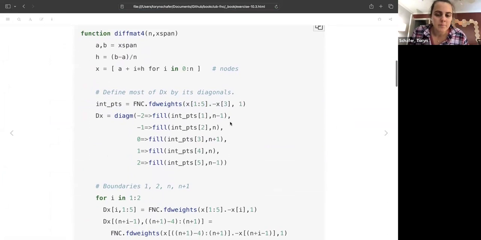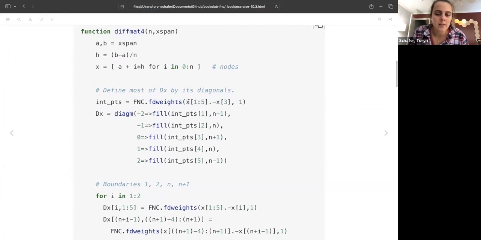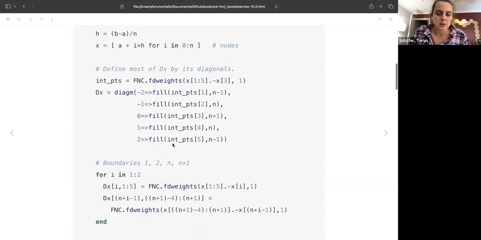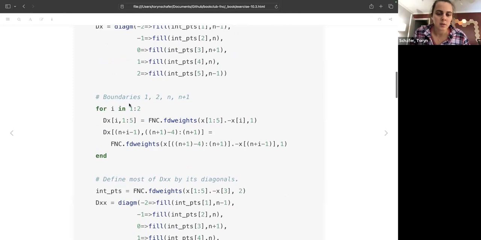Essentially, you do kind of have to know how many points, how many weights you want from FD weights. Just based off the problem description, they said for first order derivative, there should be 5 interior points. So I'm getting the interior points here. And the third node will be the first node that has all 5 interior points. So I'm subtracting off the third node, and then it'll be the same on all the diagonals. Then I had to have the boundaries, so the first and second node, and then the n and n plus one node, have 5 weights.